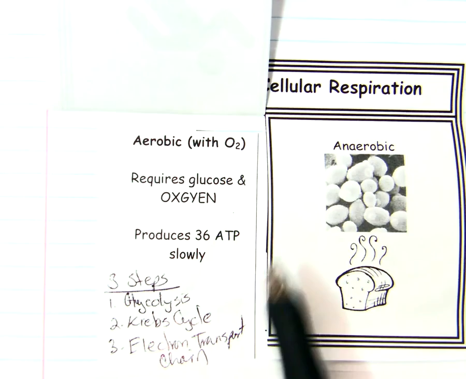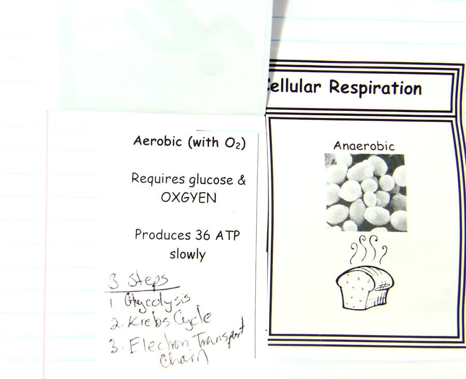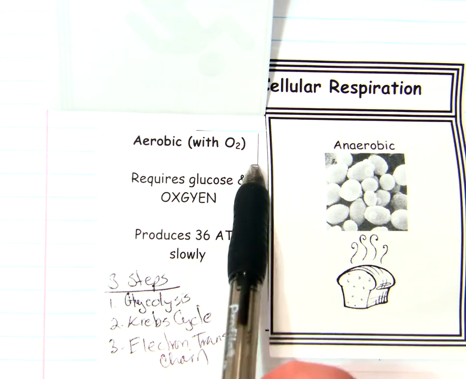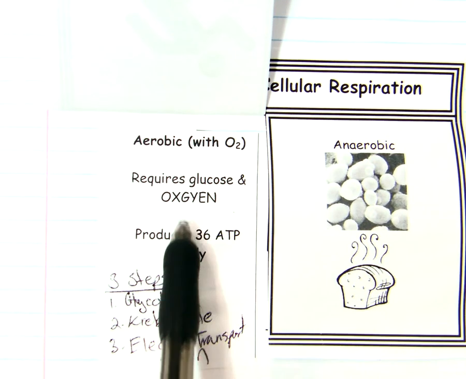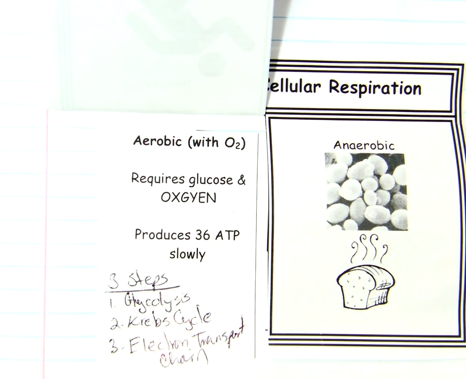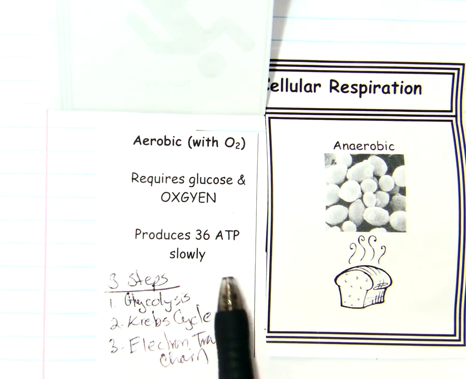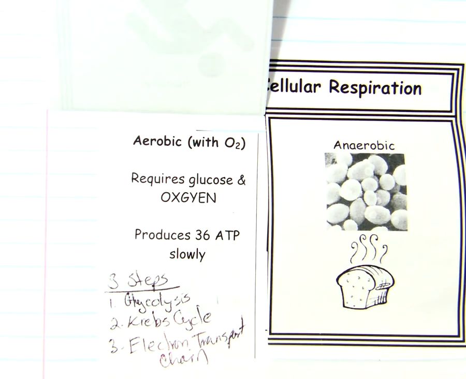Aerobic has to have oxygen present. Your lab yesterday, when you set it up, you took all the air out of the bag before you sealed it. Aerobic, with oxygen, so it requires glucose and oxygen. It produces 36 ATP.